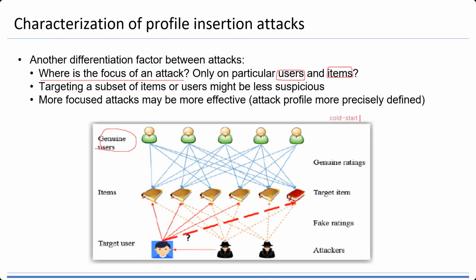So when the user is new, of course, the attackers can give some fake value. So the new user can trust that fake value. Or if there is a new item and this item wants to promote itself, some fake user may give a bad rating, maybe always one, one, one, one. So the system will not recommend this new item. So targeting a subset of items or users might be less suspicious.